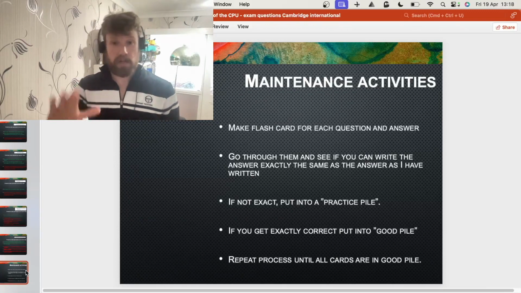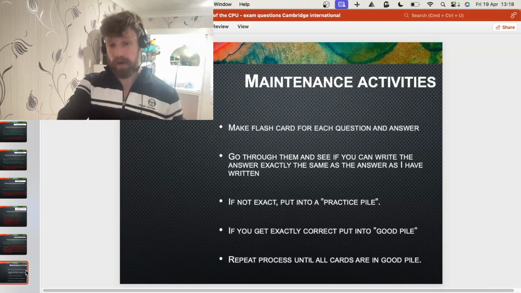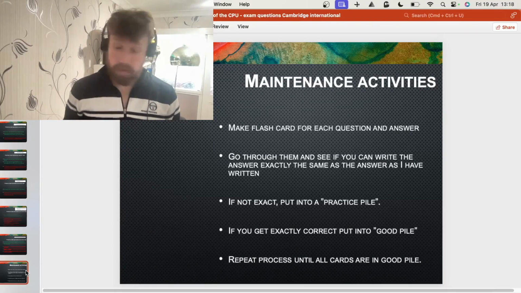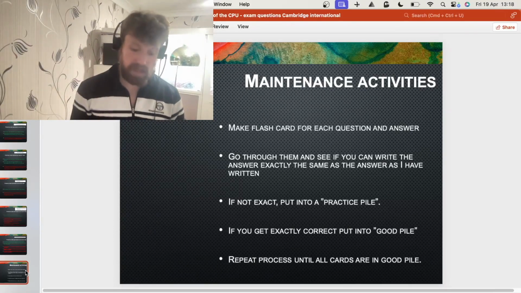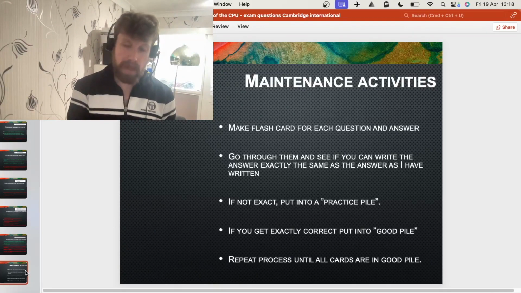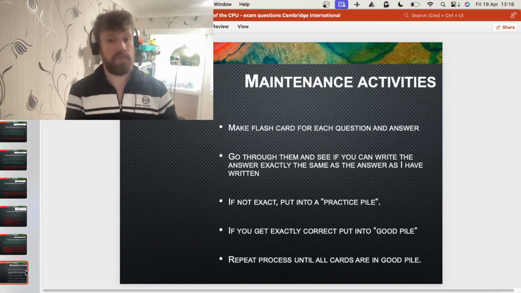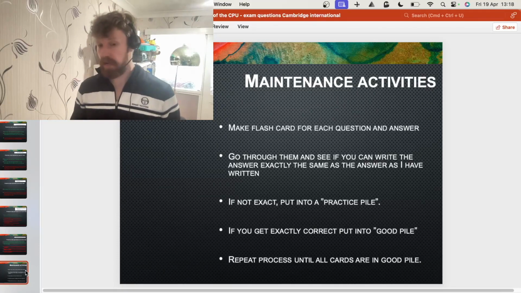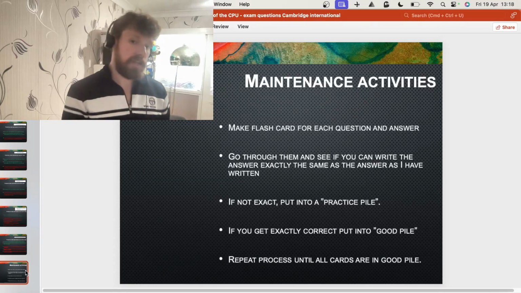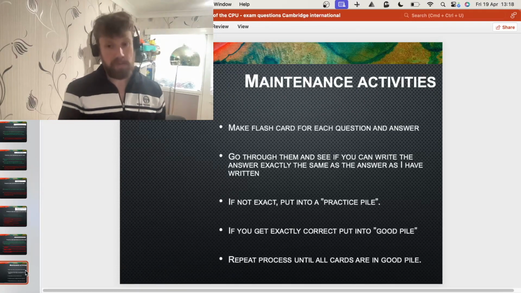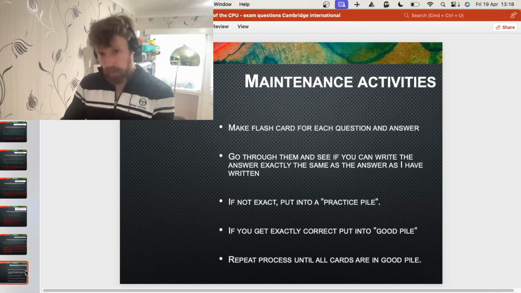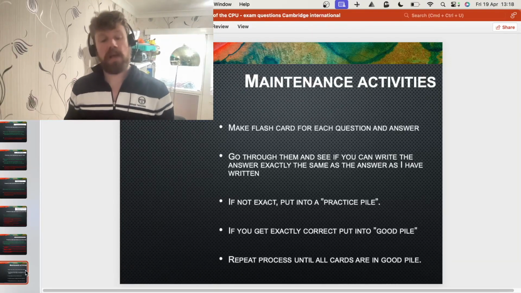Make a flashcard with the question on the front and the answer on the back. Write the answer down, don't say it. When you're practicing, write the answer down, because then you can compare it. If it's not exactly the same, even a couple of words out, say that you've got it wrong and put it in a practice pile. If you get it completely correct, you can put it in a good pile. Then you need to go over your practice pile lots and lots of times, so that eventually you have all of them in the good pile, where you can just practice those every so often.